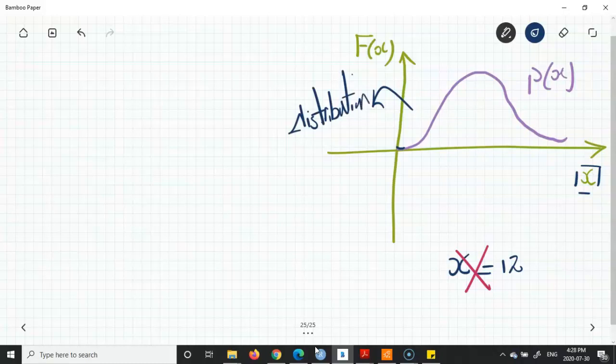For example, it can be a normal distribution that has a mean and a dispersion from the central point of the distribution. It can be any type of distribution. It can be gamma. It can be any type of distribution.